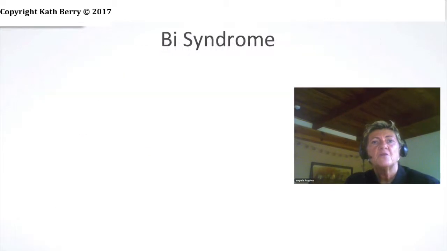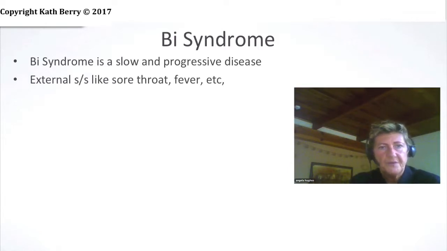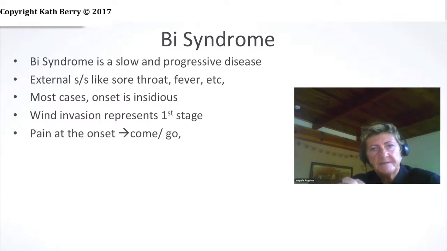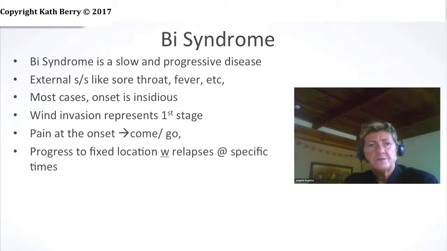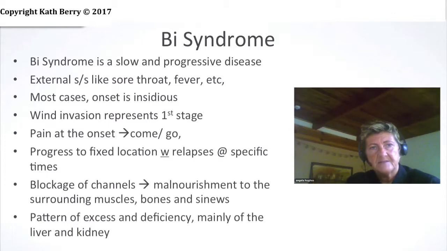As we've seen, Bi syndrome is a slow progressive disease, and in some cases, a person may recognize the onset with external signs and symptoms like a sore throat or fever, but in most cases, the onset is insidious. Because of the nature of wind invasion, which represents the first stage of the pathological process, the pain at the onset can move around, because wind is usually characterized by a moving kind of pain. We're going to talk more about this later on. The pain can come and go in severity, but eventually it'll progress to a fixed location and have relapses at specific times, especially when the weather turns cold or if there's dampness. Eventually, the blockage of the channels will cause a malnourishment of the surrounding muscles, bones, and sinews, creating that mixed pattern of excess and deficiency, mainly of the liver and kidney.